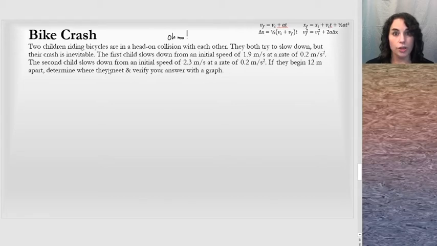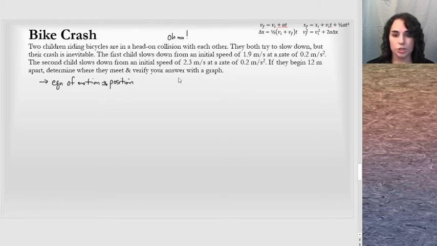So when two things are meeting, and you may remember this from previous problems, the strategy is to say that they're at the same place. Right? They're meeting. They're at the same place. So if they're at the same place, this suggests that we need the equation of motion for position, right?